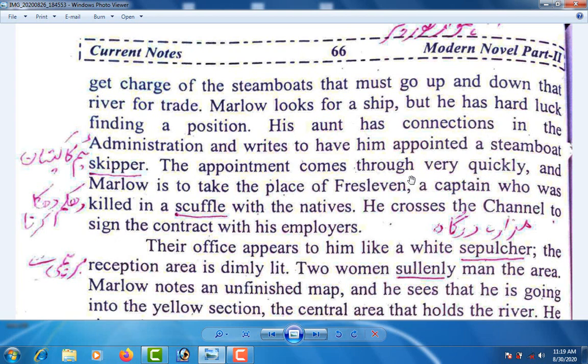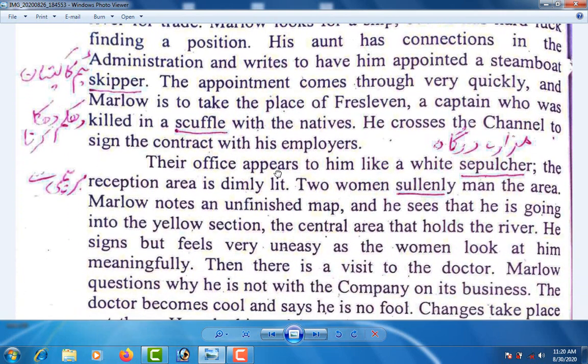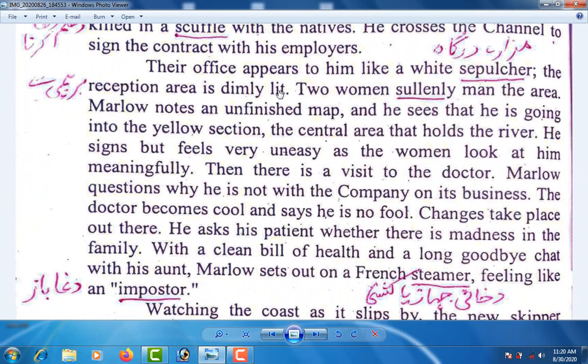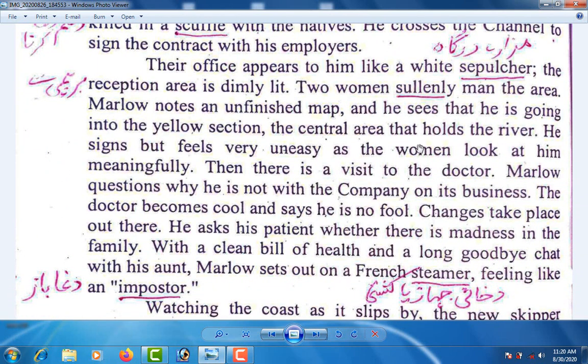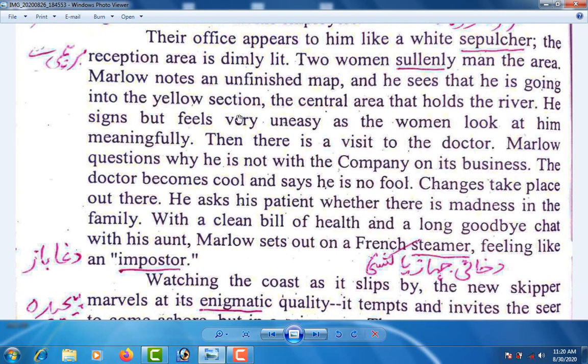The appointment comes through very quickly, and Marlow is to take the place of Fresleven, a captain who was killed in a scuffle with the natives. He crosses the channel to sign the contract with his employers. Their office appears to him like a white sepulchre. The reception area is dimly lit. Two women sullenly man the area.